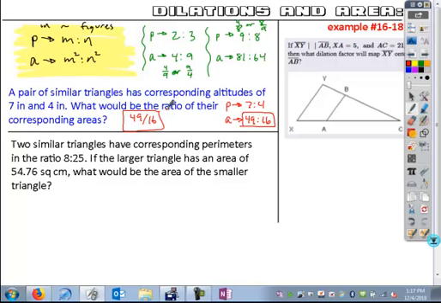And this one you just leave as it is, but this does give you the conversion factor of 49 over 16 or 16 over 49, depending on whether you want to move from bigger to smaller or smaller to bigger. And the second example actually goes through that process to solve.